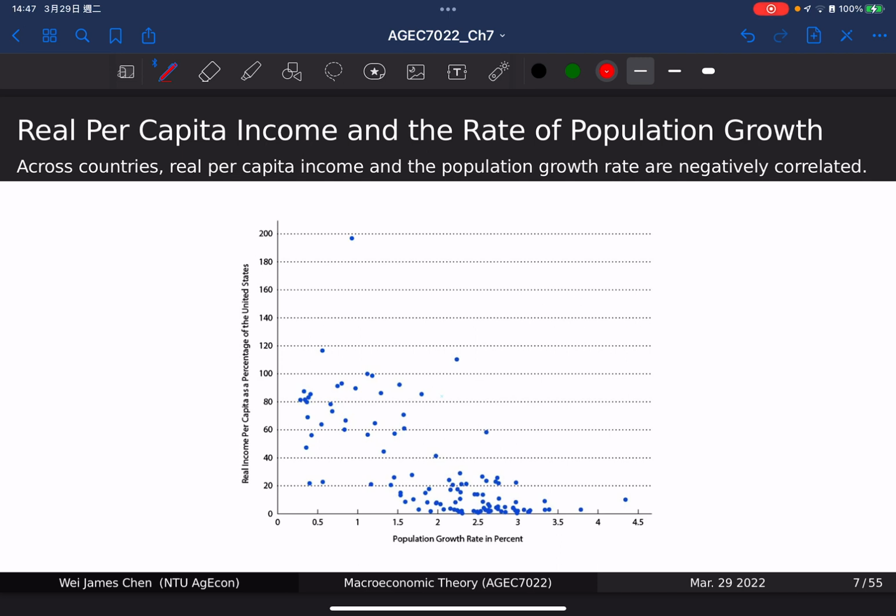What is population growth rate? Now, what's Taiwan's population growth rate? High, low, medium? No idea? Low. Okay. That's basically how many babies were born minus how many people are dead.